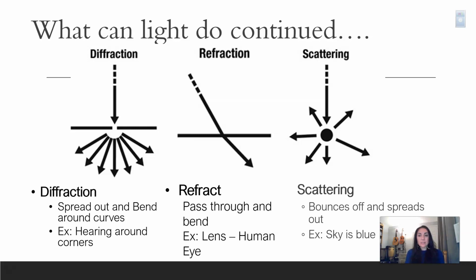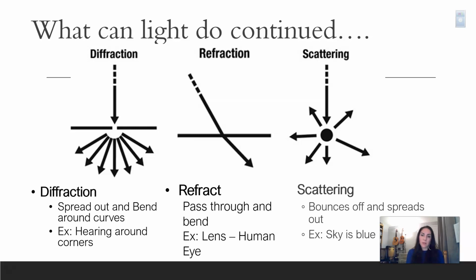Scattering, so light can hit something and bounce off. In fact, this is the major reason why our sky is blue. It depends on how the sun is angled and all that fun stuff, but when you have a lot of light, and we have a lot of nitrogen in our atmosphere, it bounces off of that, and the remnants of that color that bounces off, it becomes blue.